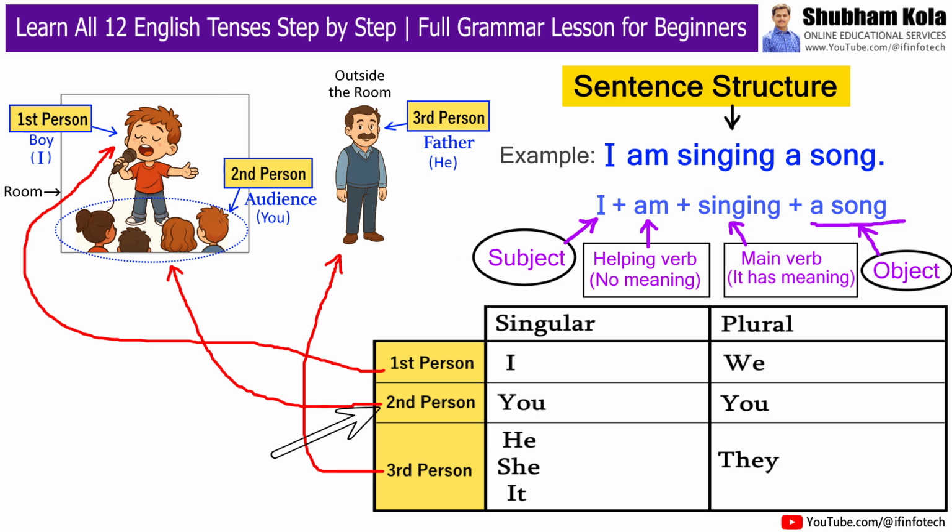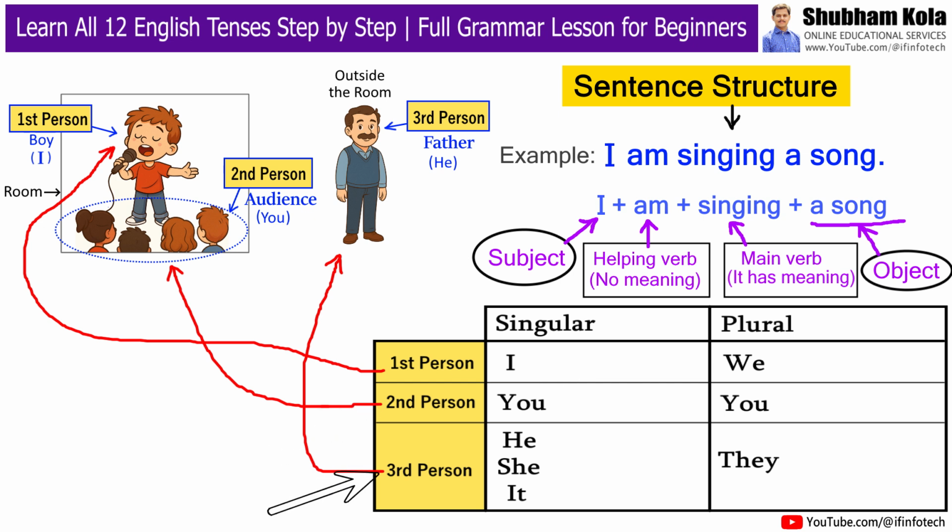Now the second is the second person, who is listening. The people sitting in front of the boy, that is the audience, we call them the second person. Now the boy is singing to them, so they are the listeners. In grammar, the one who is spoken to is called the second person, and we use the word you. So if I am talking to you right now in class, you are the second person.